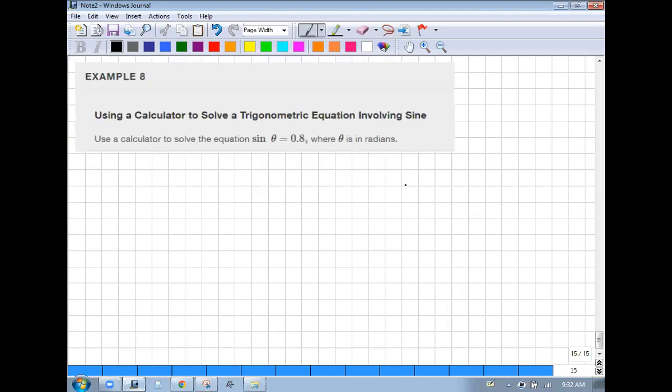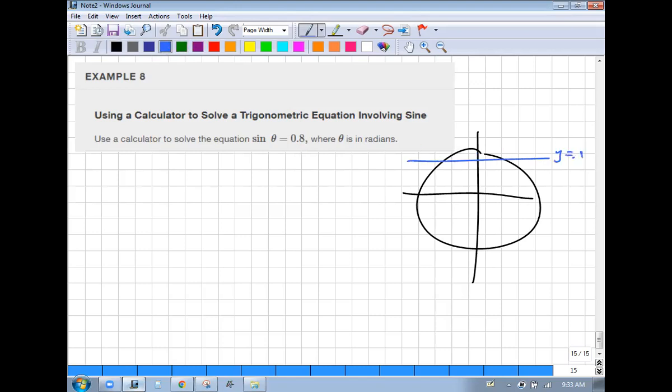Use the calculator. Solve sine of theta equals 0.8. Okay, well here's my unit circle. Now, sine is the y value. 0.8 is pretty close to 1. It's somewhere up here, right? So how do I figure out what these angles are?